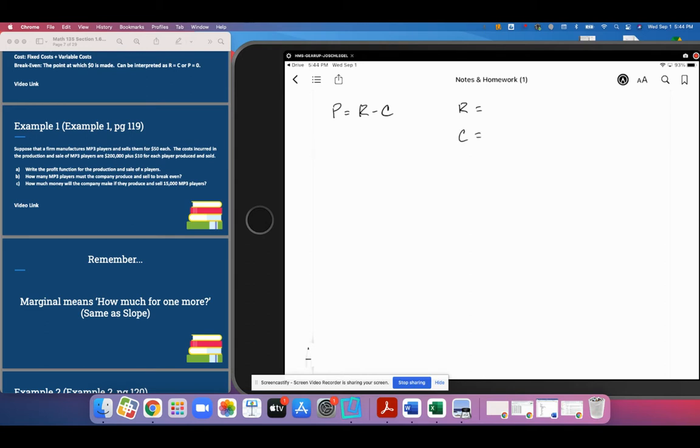We have revenue and we have cost. Revenue is how much money I make for each item times the number of items sold. Each MP3 player is going to sell for $50, and I don't know how many of them we're going to be able to sell. So we're going to say 50 times x, which means $50 for every MP3 player sold. You can think of this as marginal revenue, and we will use the words slope and marginal interchangeably, meaning that marginal means how much for one more, and slope means how much for one more.